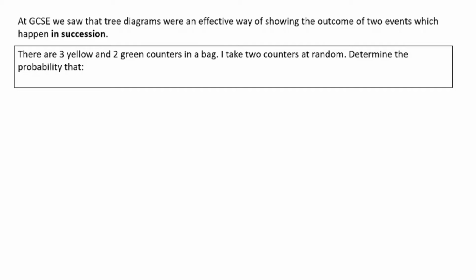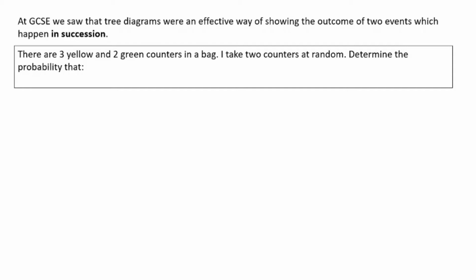So just like I have here on the screen, 3 yellow and 2 green. If it was with replacement, after I've selected my first counter, I would replace it. So the probability of me picking that second counter matches the probability of the first. This is a rare occurrence at A level. We're more likely to get without replacement, where the situation changes, where the number of counters within that bag is going to change after every pick. Let's have a look through this example.